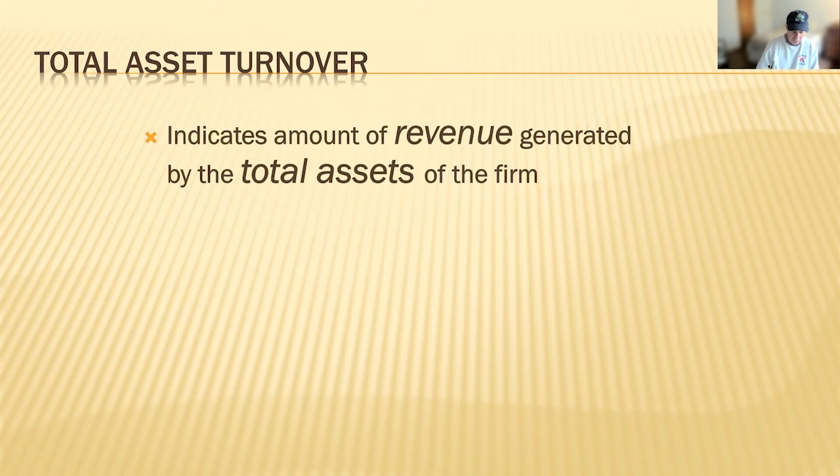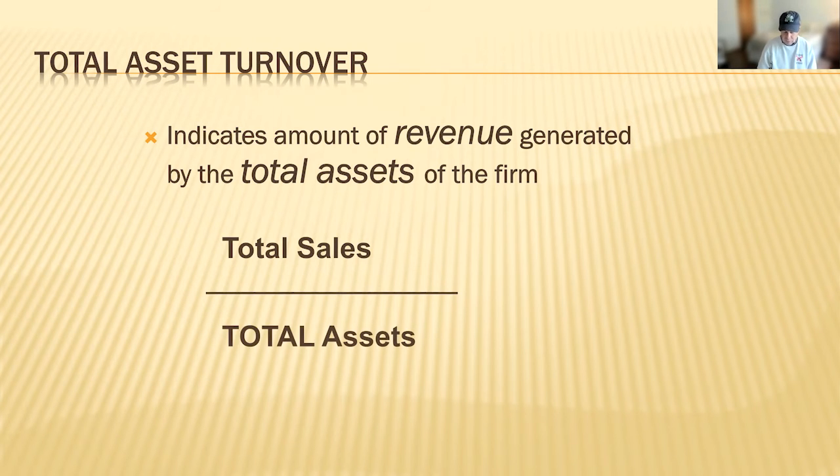So your total asset turnover indicates the amount of revenue or sales generated by the total assets of the firm. So now we're not looking at just the fixed assets, but we're looking at the entire assets. So your short-term portion, your cash, your inventory, your accounts receivable, and then measuring that against what kind of sales are generated.